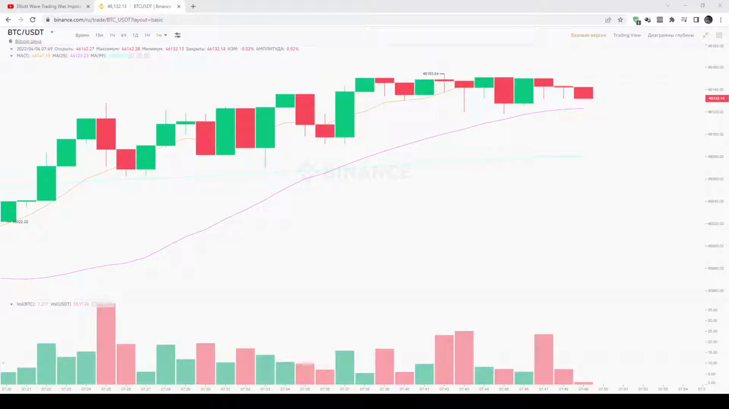If you are just starting, there are only 3 unbreakable rules as they pertain to the Elliott wave principles. The first rule is that wave 2 cannot retrace more than 100% of wave 1. The second rule is that wave 4 cannot move into the territory of wave 1. And finally, wave 3 cannot be the shortest wave among waves 1, 3, and 5.